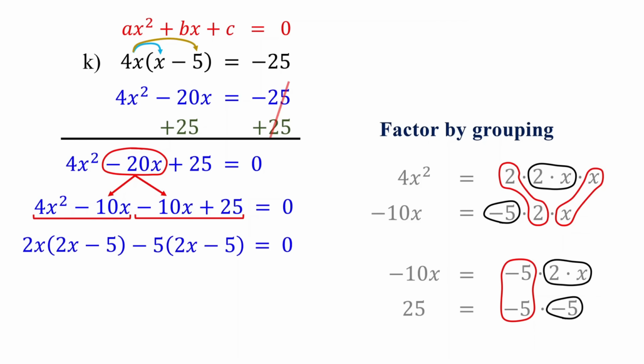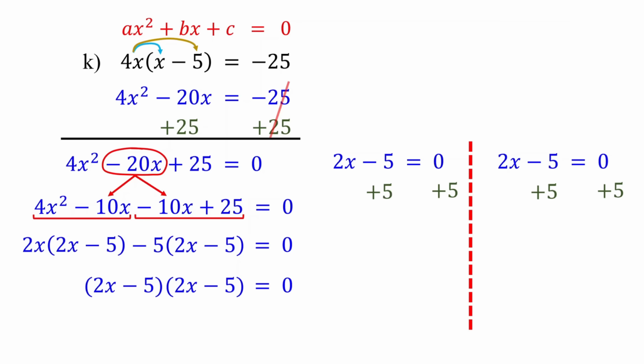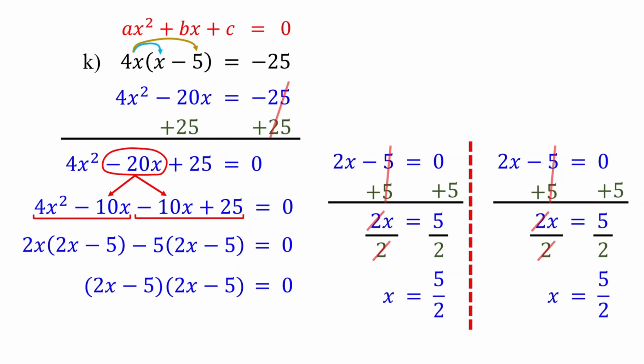Now, factor out the common factor, which is 2x minus 5. As you can see, the other factor is also 2x minus 5. When we set each factor equal to 0 and solve for x, we find the same solution. So, this quadratic equation has only one solution. In general, when you factor a quadratic equation and obtain the same factors, it implies there is only one solution. This typically occurs when the trinomial is a perfect square.